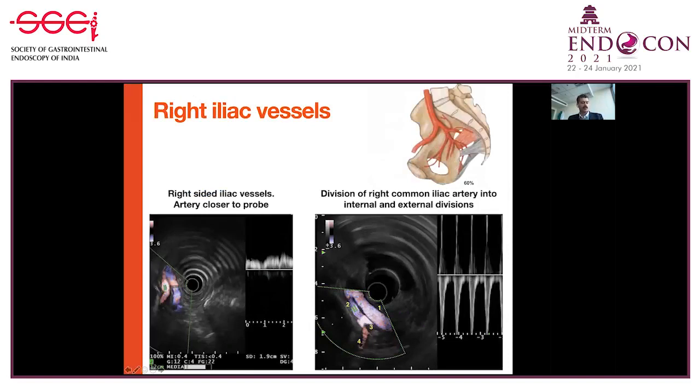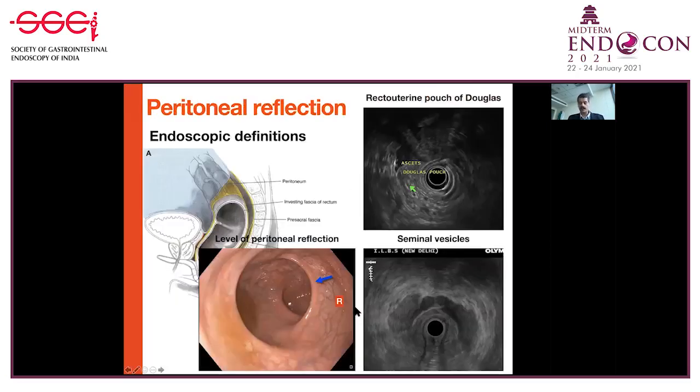I don't have time to go into the detail, but in general, the artery is closer to the probe, and this stays true regardless of whether you are using a radial probe or a linear probe. So you have the artery which is running closer to the probe. This is the common iliac artery, and the common iliac vein is away from the probe. Then you see the right common iliac artery split like a fork into its external and internal divisions, and you can see further divisions of the internal iliac artery further down. But there are a lot of variations in the iliac artery divisions.